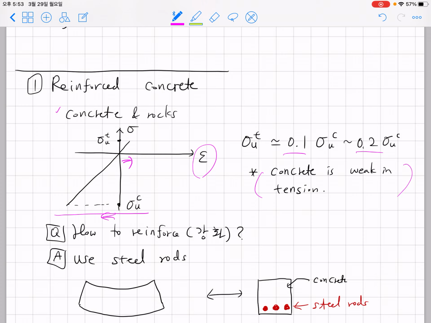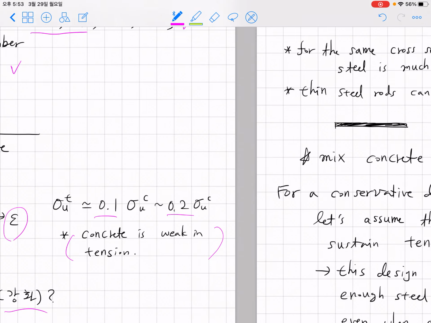So how can we reinforce the concrete? The idea here is to use steel rods. When we have concrete, we can add steel rods, so that we use the advantages of concrete and steel together. Why steel? Because steel has several times higher stiffness and strength compared to concrete, and with only a small cross section it can sustain much larger tensile loading.